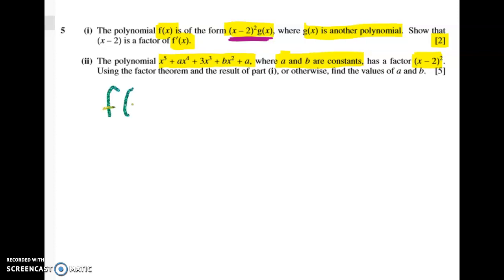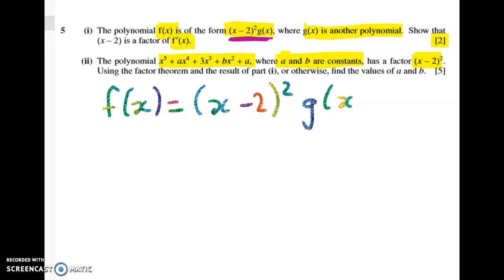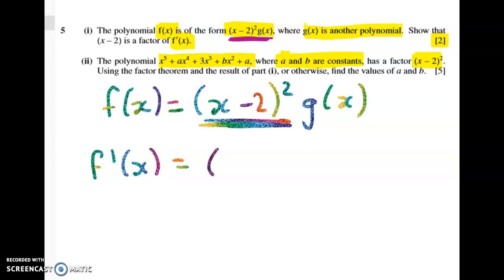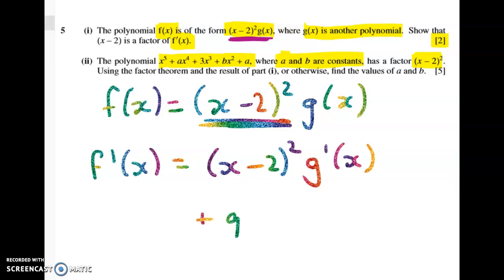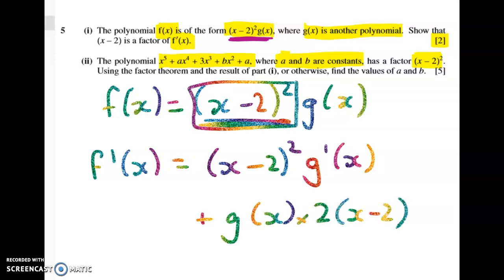We've got f of x, and it's got this form, right? So it's a product. It's x minus 2 squared times g of x. So what is the derivative going to be? Well, you can use your u and your v if you want to, but if you're watching this, you probably don't have to. It's going to be the first function times the derivative of the second. Now all we know is that that will be g dash of x, plus the second function, g of x, times the derivative of the first, which is 2 times x minus 2 by the chain rule.